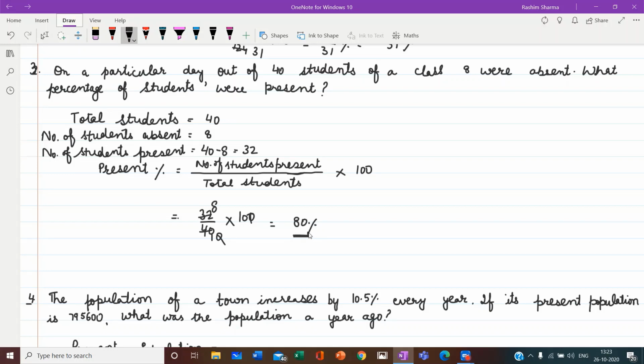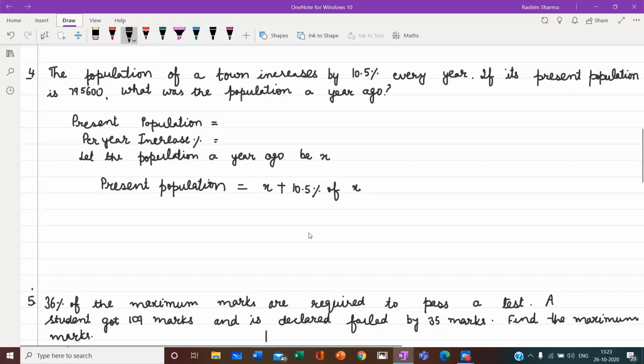Alright, question number 4. The population of a town increases by 10.5% every year. If its present population is 7,95,600, what was the population a year ago? So here present population is 7,95,600. Increase percent per year is 10.5%. So here we will take, let the population of a year ago be X.